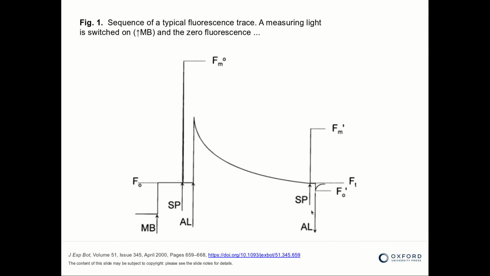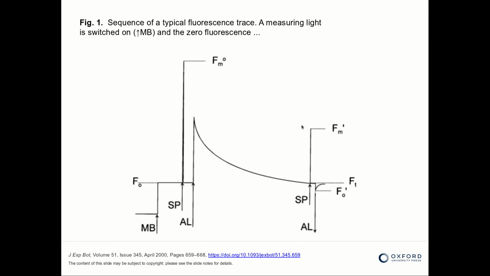Then finally, what we'll do is turn off that actinic light, so the leaf will now be in the dark again, and we can measure fluorescence again, and that will be F naught prime. So F naught prime, because this is the minimal fluorescence, but after the plant has been light adapted, as opposed to the original F naught parameter, which was in the dark. And then finally, we can measure this FT parameter. So that's the fluorescence at the end of the experiment, right before this saturating pulse.